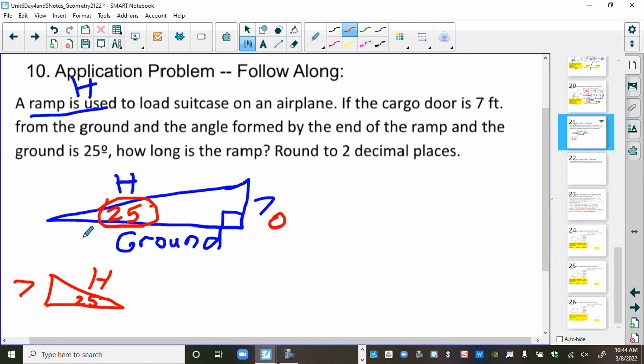No, it's not. We don't know the gram. So it would be a sine. Yep, you're going to use the sine. Got to use the sine because that's the opposite over the hypotenuse. Very good.